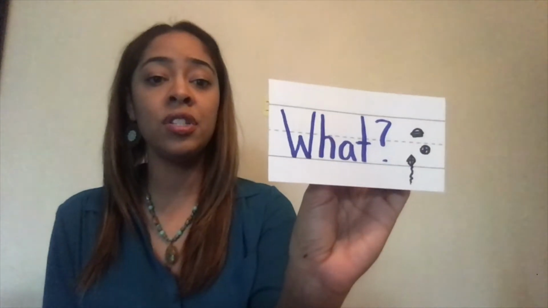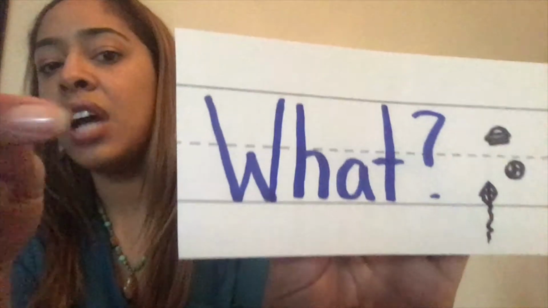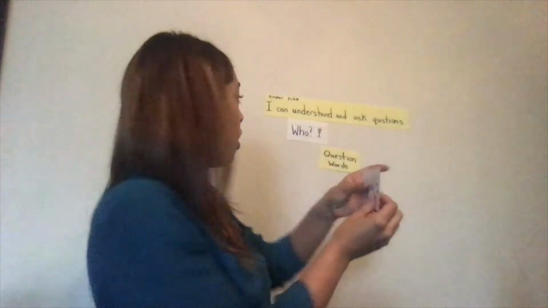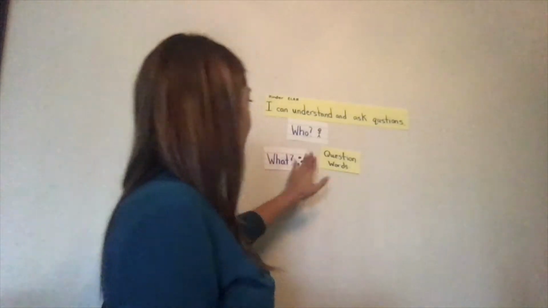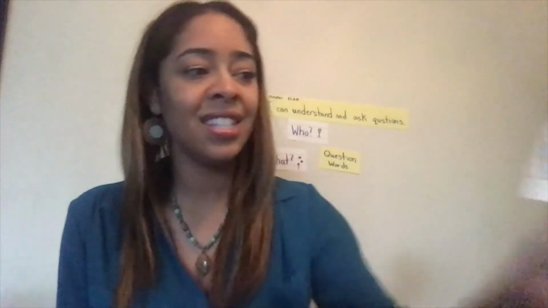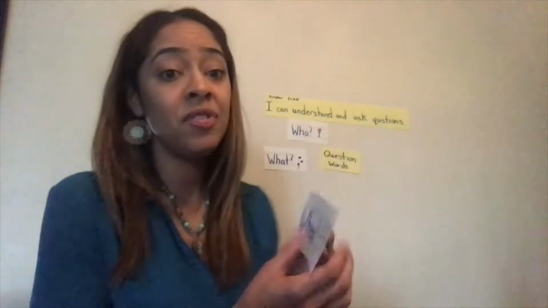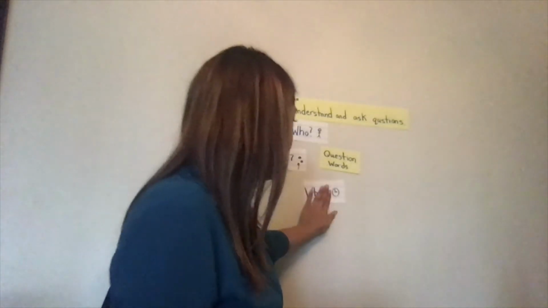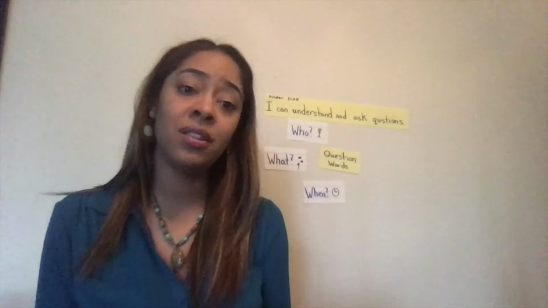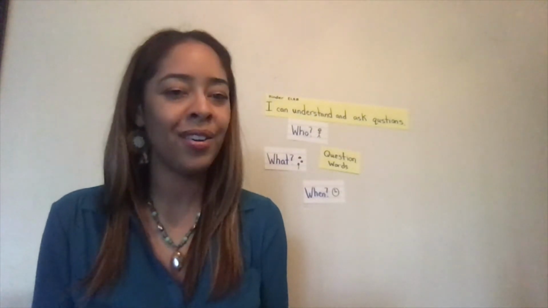Next question word is what. What is talking about a thing, such as an object like a hamburger, a ball, or a kite. These are all things that might answer the question of what. Next question word is when. When is asking about a time of day. That could be an exact time, such as 3 o'clock or 5 o'clock, or it could be a relative time, such as this morning or yesterday or tomorrow.